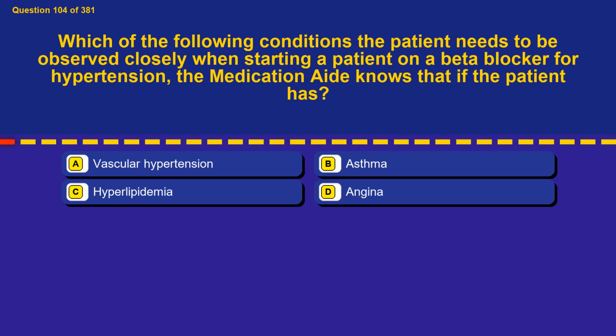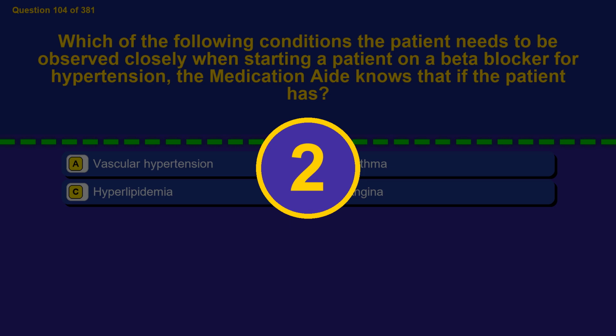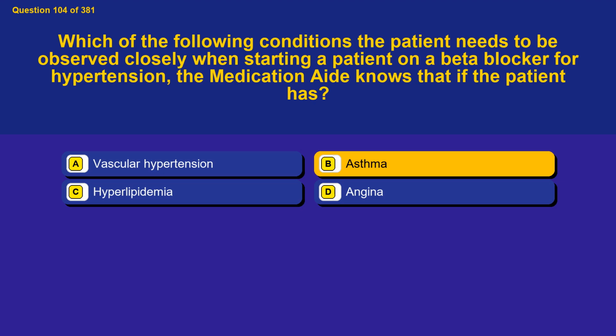Question 104. Which of the following conditions means the patient needs to be observed closely when starting a patient on a beta blocker for hypertension? The medication aide knows that if the patient has... Option A, vascular hypertension. Option B, asthma. Option C, hyperlipidemia. Option D, angina. The correct answer is option B, asthma.